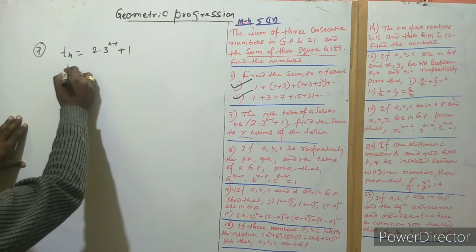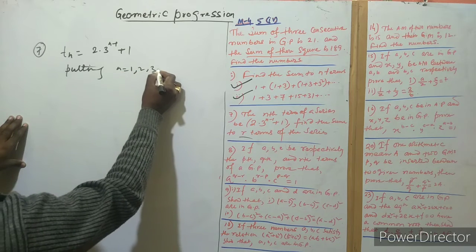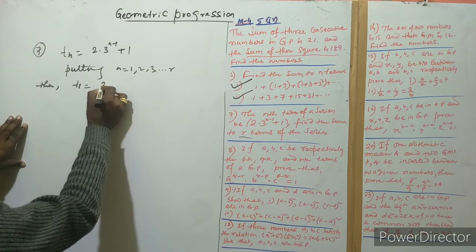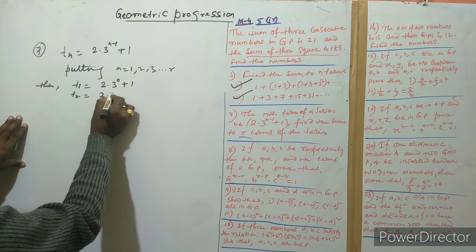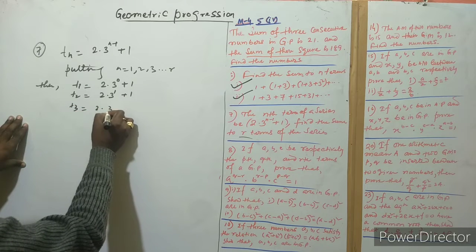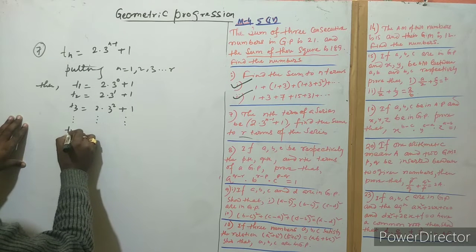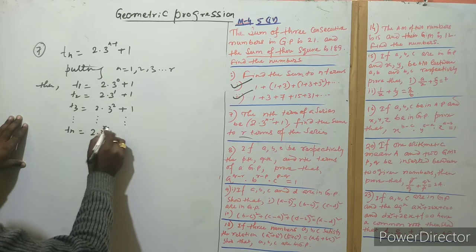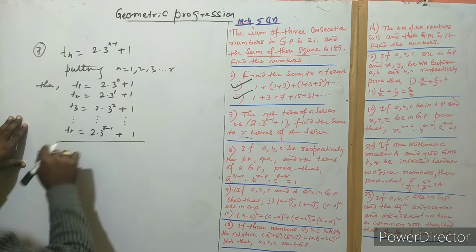Now putting n equal to 1, 2, 3 and so on up to r. Then T1 is 2 into 3 to the power 0 plus 1. T2 is 2 into 3 to the power 1 plus 1. T3 is 2 into 3 to the power 2 plus 1. And this is Tn, 2 into 3 to the power n minus 1 plus 1, and this is here r.